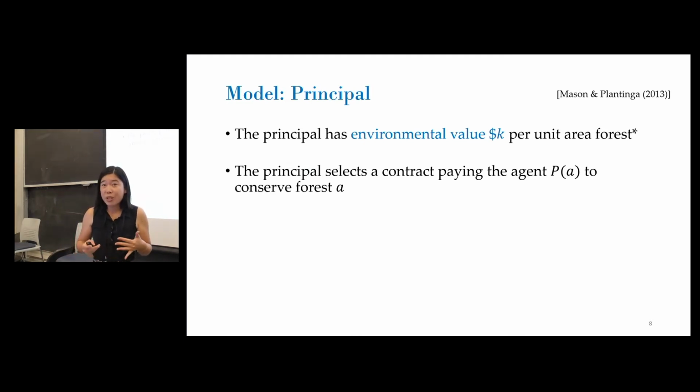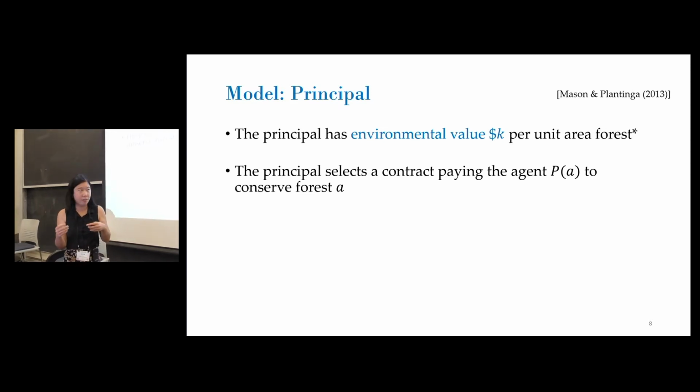What the principal is going to do is they're going to select a contract, and the contract will tell the agent if you conserve some amount of forest A, I'm going to pay you some amount that depends on your conservation amount. And we're just going to have one agent and one principal today.